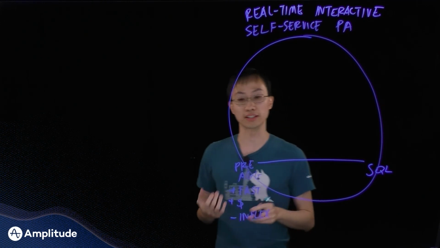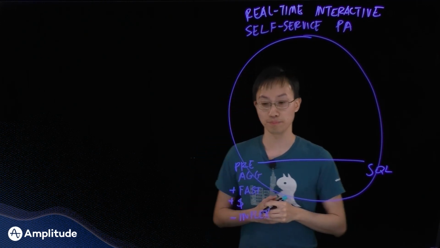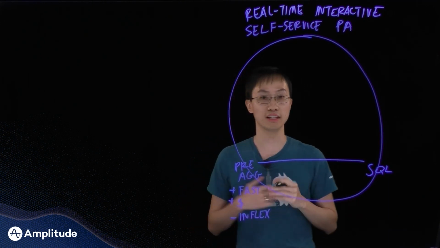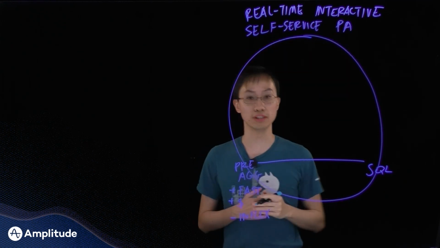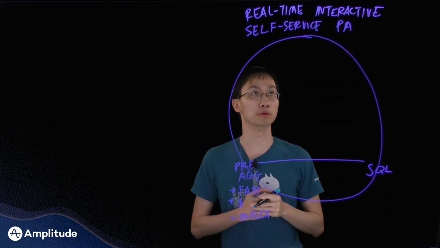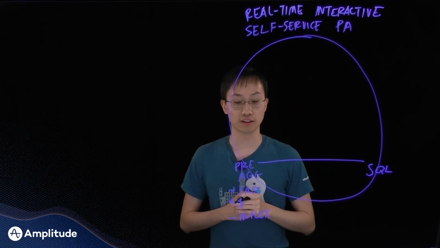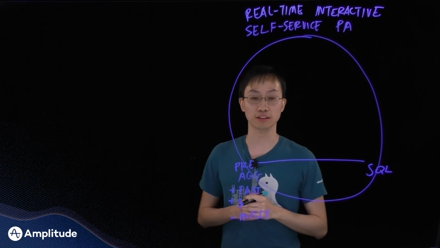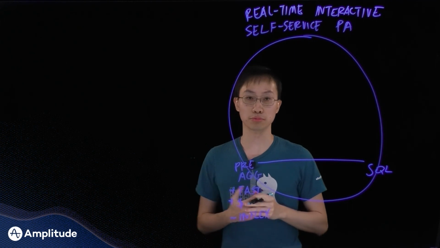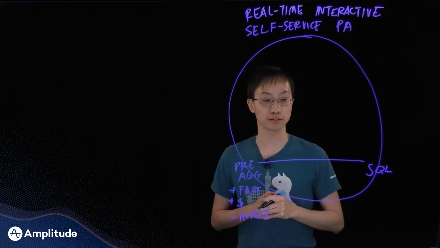So Amplitude actually started as a pre-aggregation-based system because we knew that fast and cheap was really important to achieve the above. And we actually designed it in a way where we could get decent interactivity. But as we grew, our customers demanded more and more flexibility in their feature sets, and we realized that sticking with pre-aggregation wasn't going to cut it for the long term.